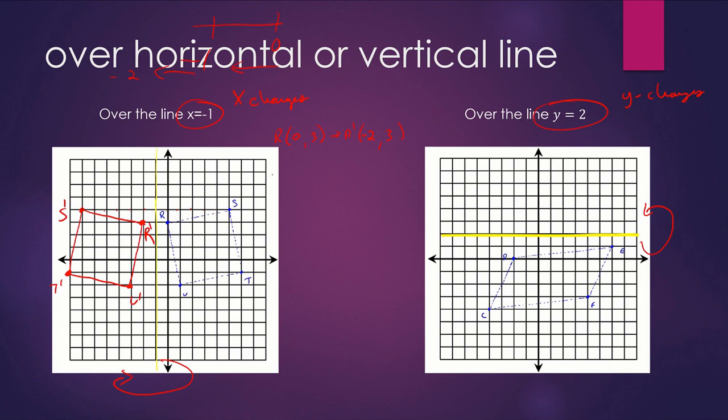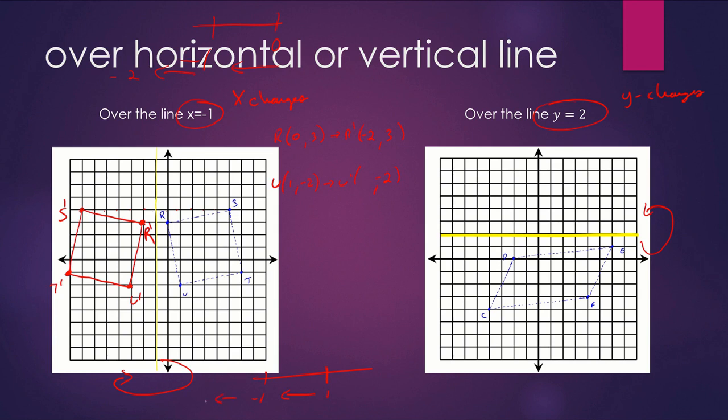The same process for U and S and T. U is at 1, -2. So for the y value, we still know it's going to be -2, but for the x, once again, here's what I'm doing in my head. So 1 is here. The line of reflection is at -1. From 1 to -1, that's 2 units.